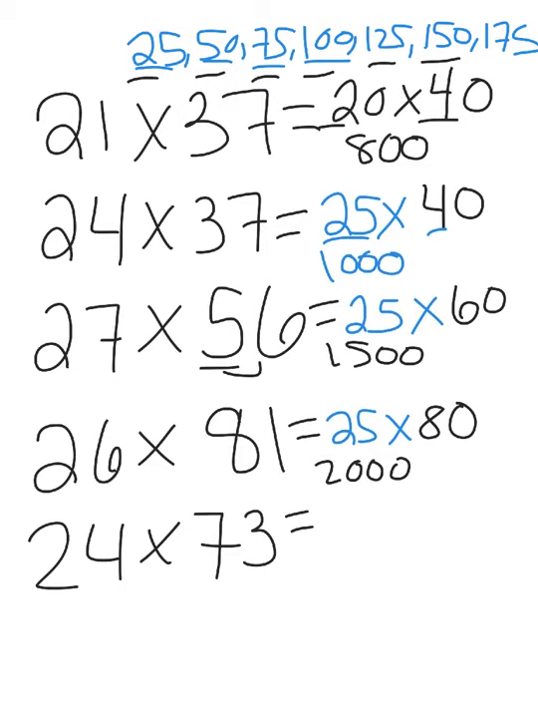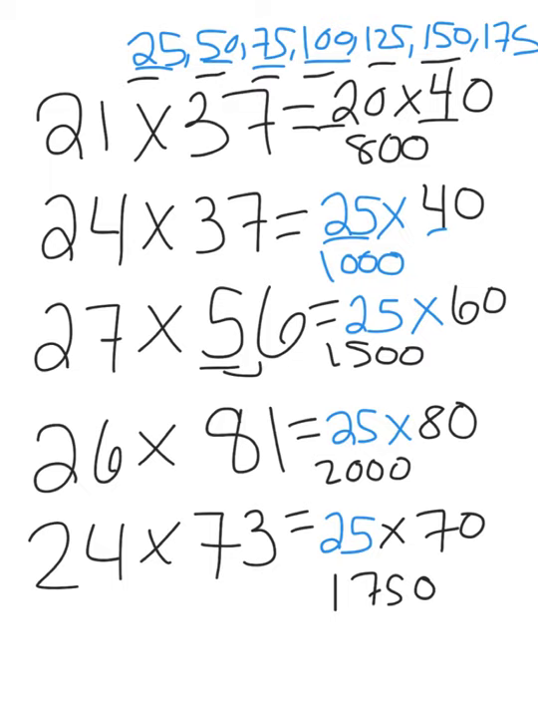And for our last problem, we have 24, which would round to 25 using compatible numbers, times 73, which would round to 70. So 25 times 7 is 175 plus a 0.